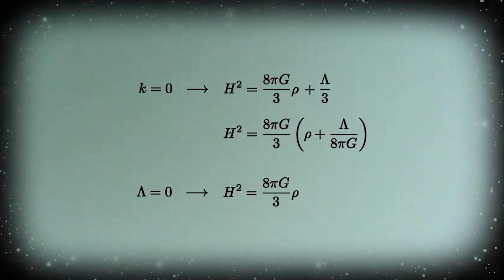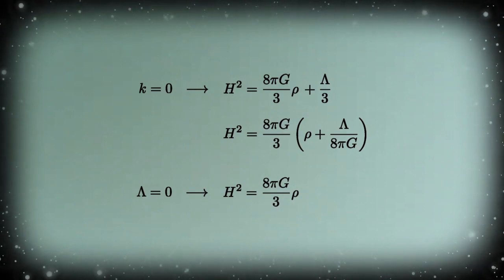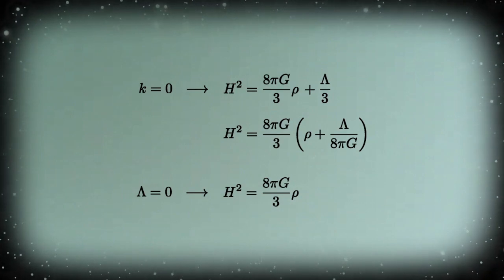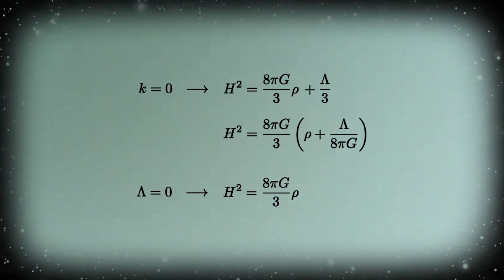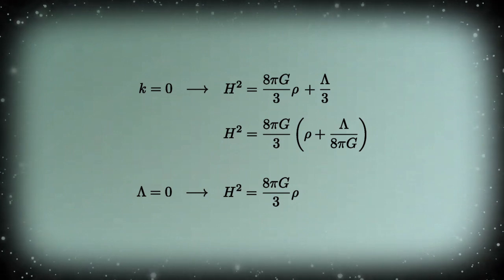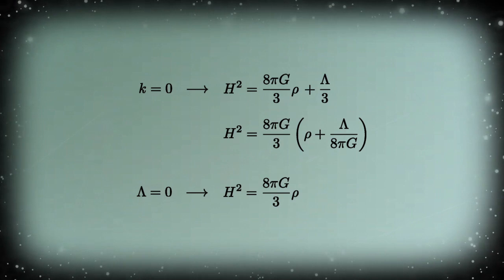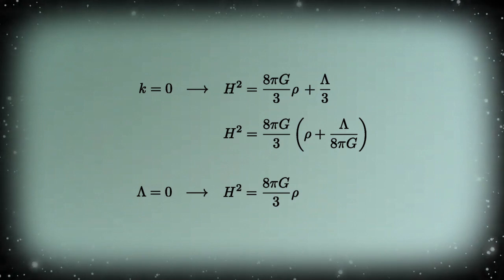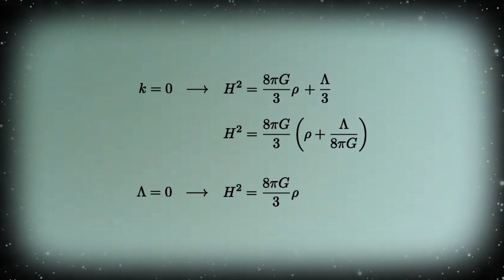Other cosmologists agreed and were happy to set lambda equal to 0. In which case, the Friedmann equation becomes very simple indeed. H squared equals 8 pi G over 3 times rho. It's the same as the classical equation.